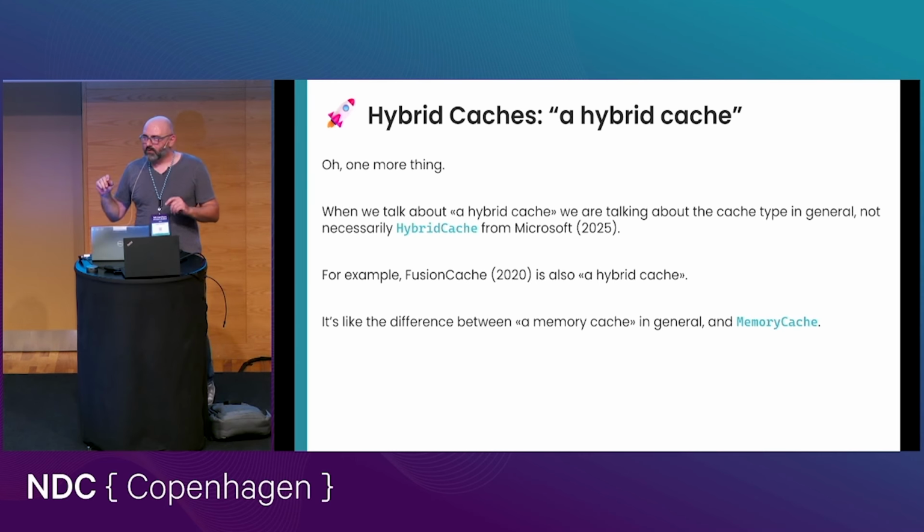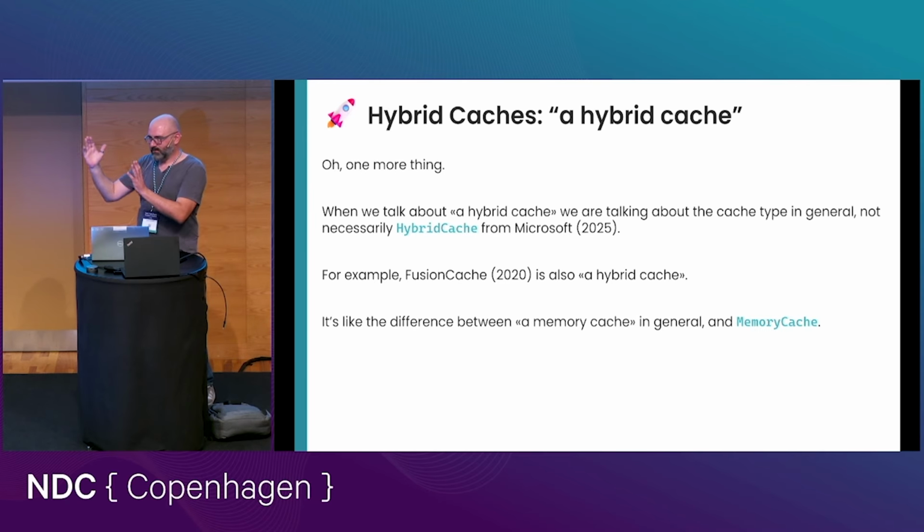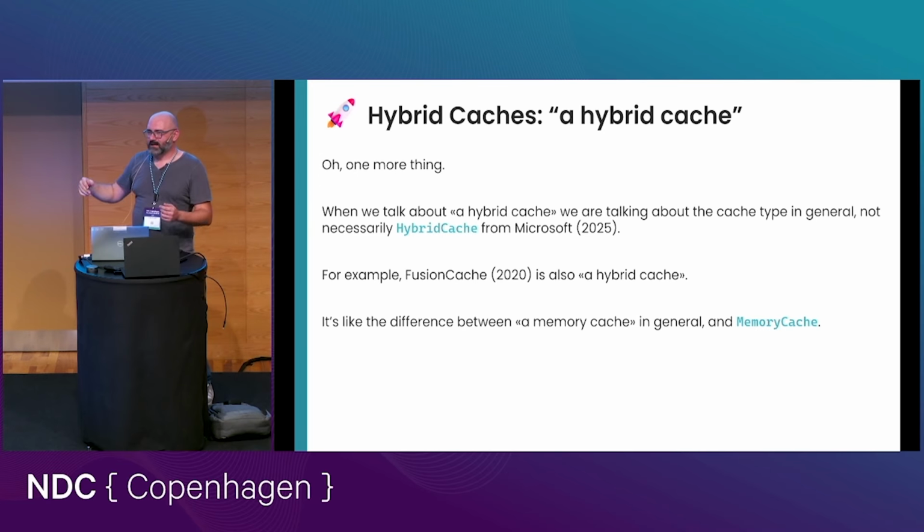So one final note: a hybrid cache versus HybridCache. HybridCache altogether is the type in .NET which came out in .NET 9, the one by Microsoft. A hybrid cache is like saying a memory cache is just a generic type.